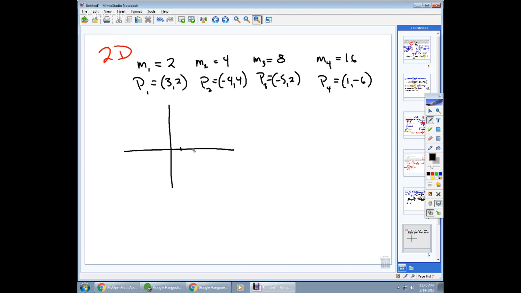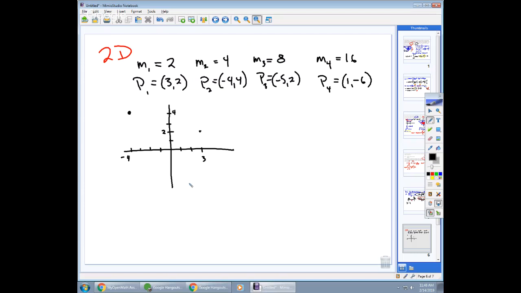Let's see, 1, 2, 3, 1, 2. So I have a mass right there of 2, right? So I'm just going to put a little dot there. And then go this way, 1, 2, 3, -4, up 4. I've got a mass over here that is twice as big, so I'm just going to make it a slightly bigger dot.